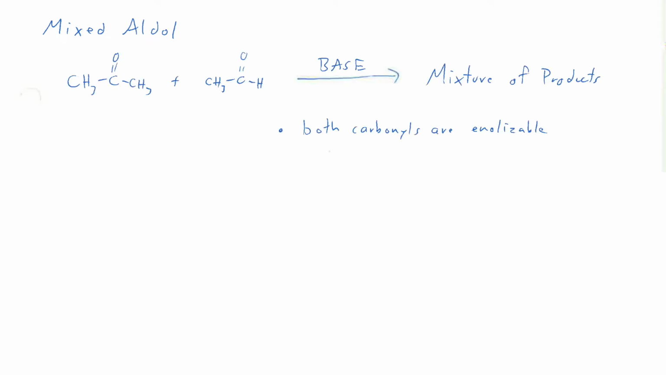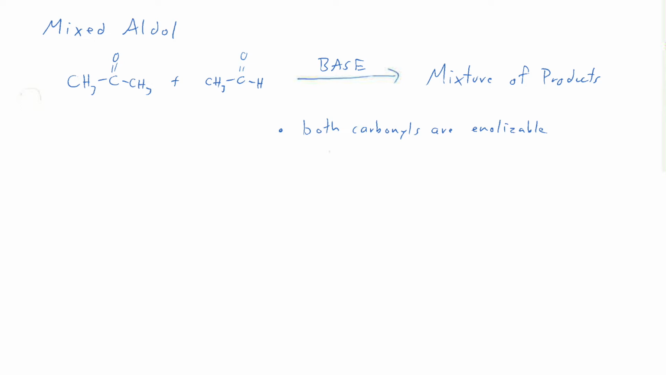So here I have an example where I'm using acetone and acetaldehyde. So let's say we did an aldol. It doesn't really matter if it's an aldol condensation or addition, but let's say we did an aldol. The problem with this reaction is that both of these carbonyls have alpha protons. And that means that either one of them could get enolized. And that means that you have the potential to make two different enolates, which then could each react with either of the unenolized original carbonyls.